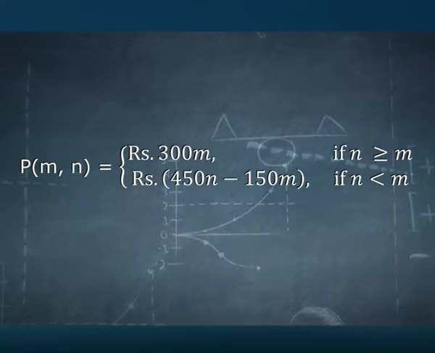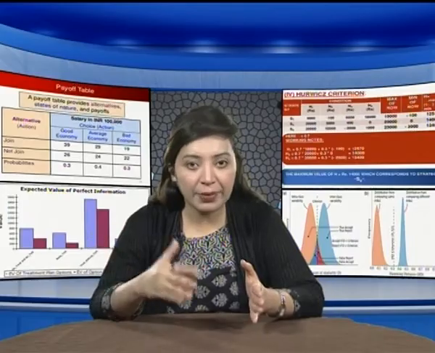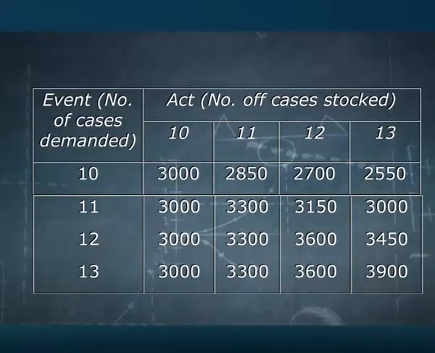Now combining the two cases we get P(M,N) equals rupees 300 M if N is greater than or equal to M, and rupees 450 N minus 150 M if N is lesser than M. So that will make equation 3. Now using equation 3 we can obtain the payoff resulting from all possible stock or demand combinations. The payoffs are shown in table 1.1.